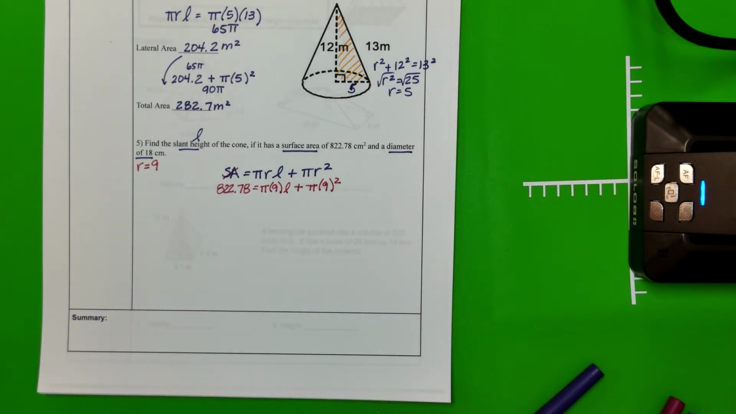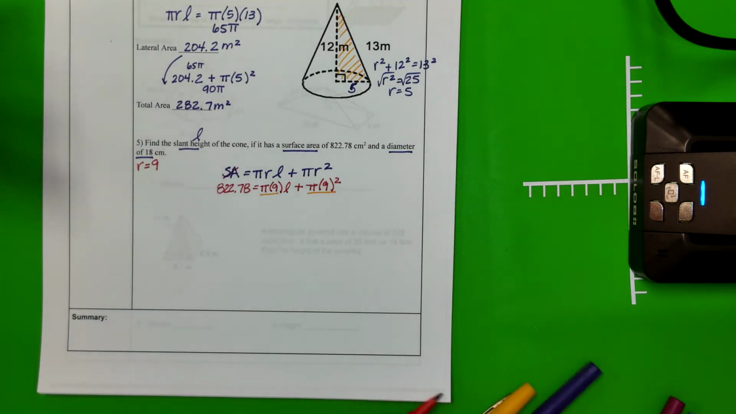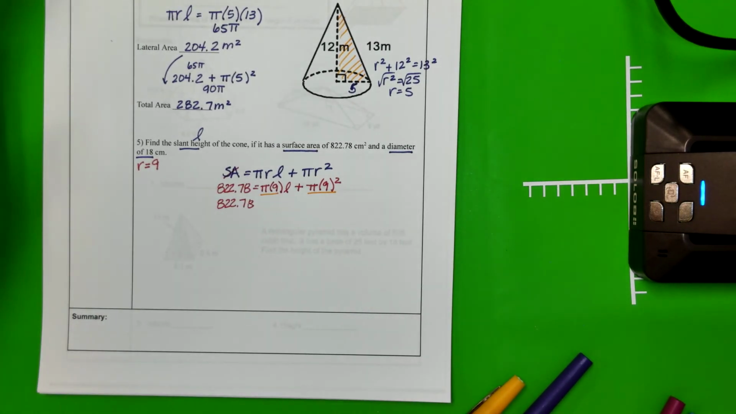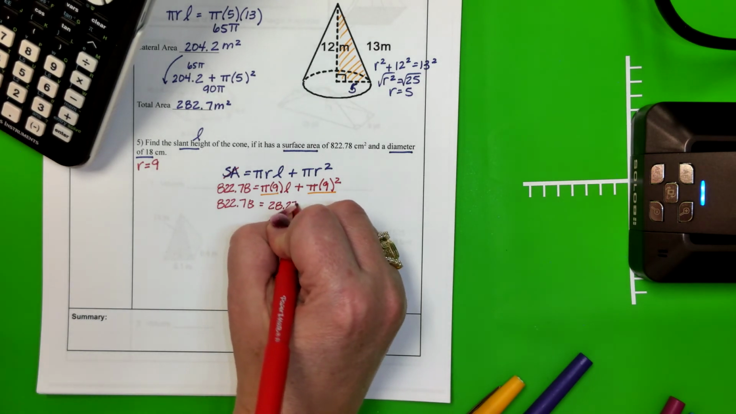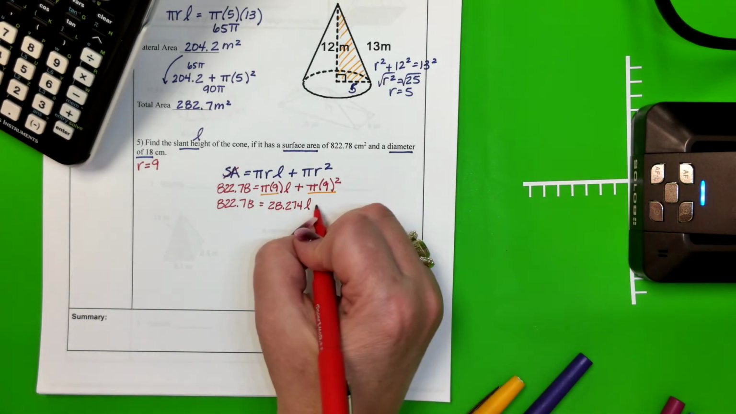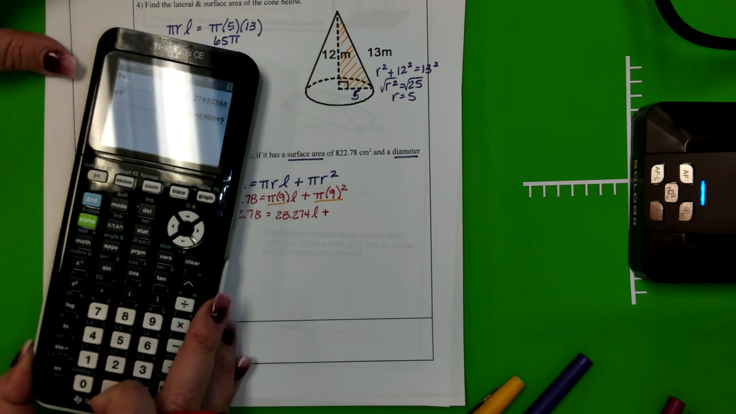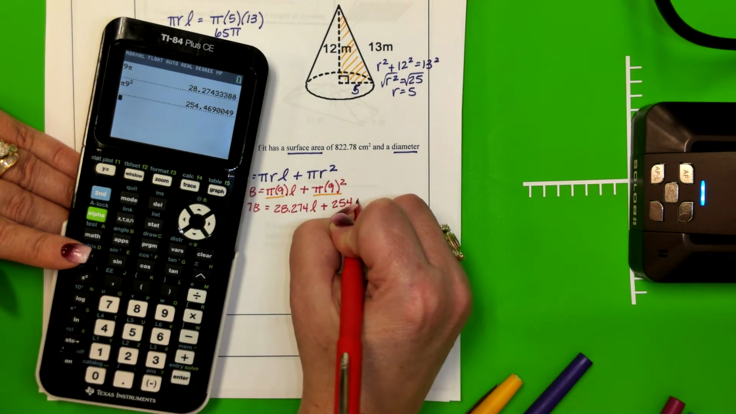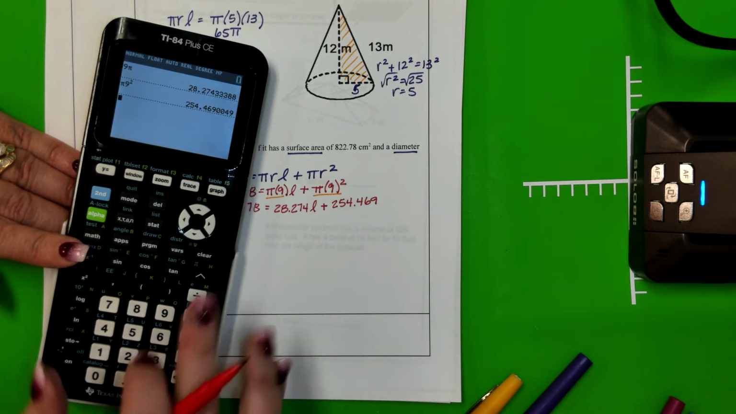Now again, go in, do all the math that you can do. I can multiply pi times 9. I can multiply pi times 9 squared. Okay, so I have 822.78 equals 9 pi, which is 28.274, keep the L. I didn't multiply the L. Plus pi r squared. This is what I'm doing, typing it in. So I get 254.469. I don't like to round until I get to the end, and so I like to keep 3 or 4 decimal places while I'm doing my math.